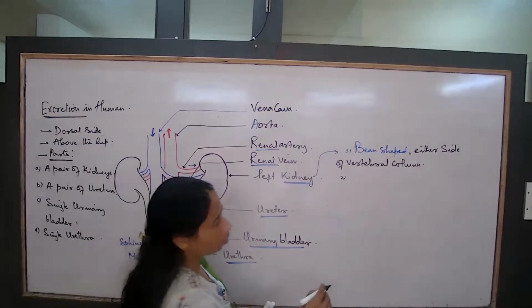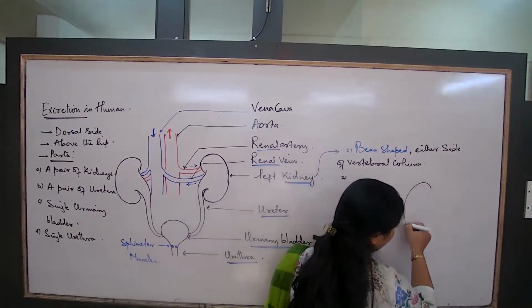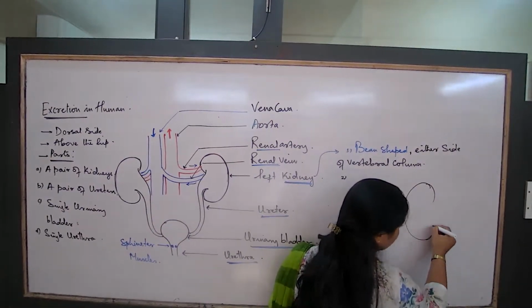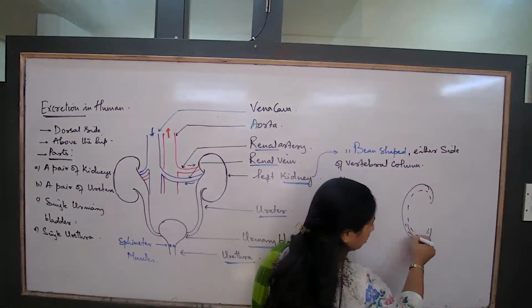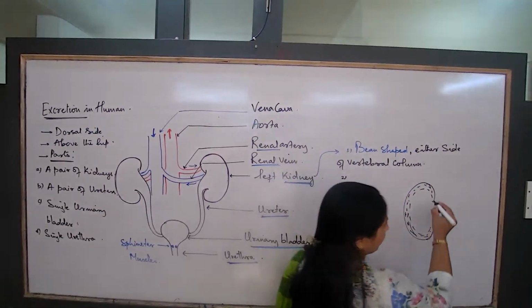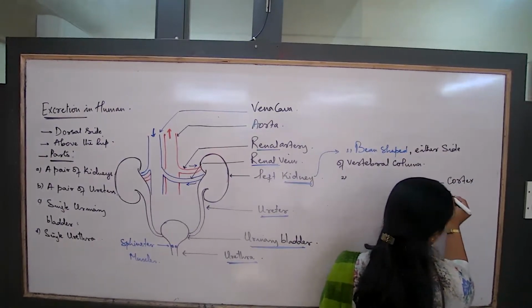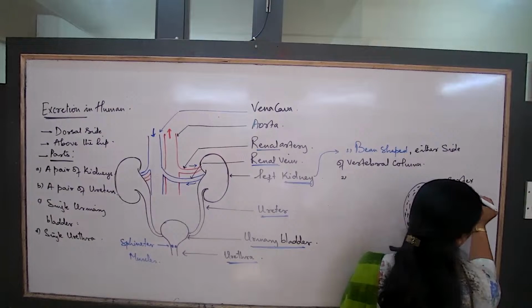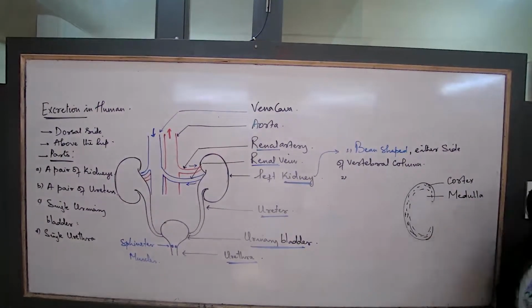Medulla. So now, when we are talking about the kidney, suppose I talk about a section of the kidney. How would the section of the kidney look? The outer region is darker. What is this outer darker region known as? Cortex. And what is this inner region known as? Medulla. The outer region is the cortex and the inner region is known as the medulla.